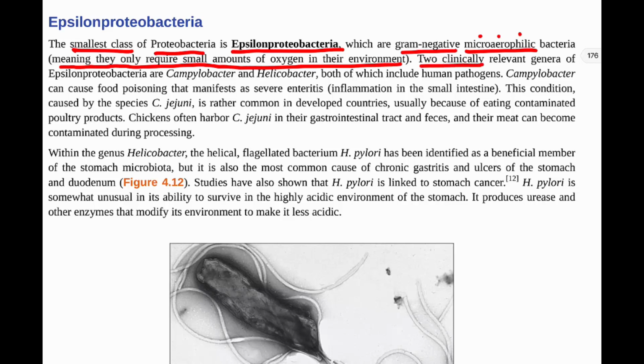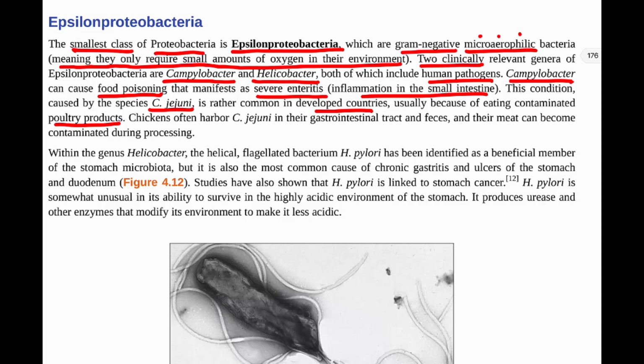So Campylobacter can cause food poisoning that manifests as severe enteritis, which is inflammation of the small intestine. This condition, caused by the species C. jejuni, Campylobacter jejuni, is rather common in developed countries. So we do see it, usually because of eating contaminated poultry products. So we see a lot of Campylobacter jejuni in poultry products. And this is because chickens often have this bacteria in their gastrointestinal tract and feces.